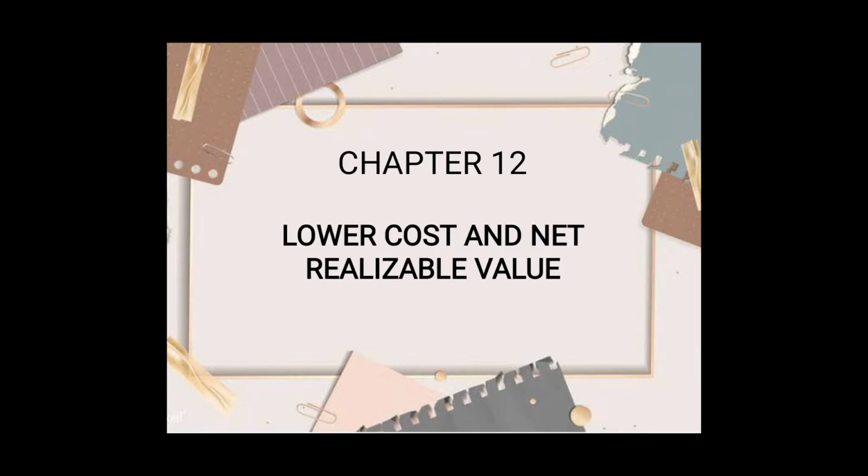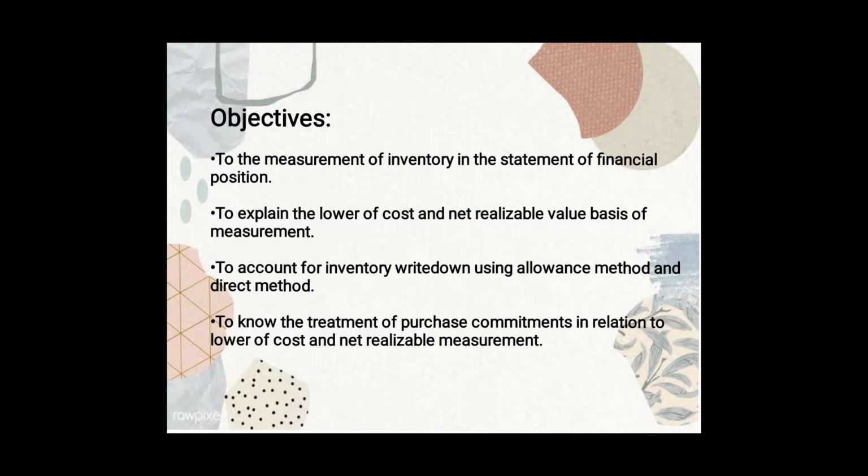Chapter 12, Lower of Cost and Net Realizable Value. So, objectives: to know the measurement of inventory in the statement of financial position, to explain the lower of cost and net realizable value basis of measurement, to account for inventory write down using allowance method and direct method, to know the treatment of purchase commitments in relation to lower of cost and net realizable value.